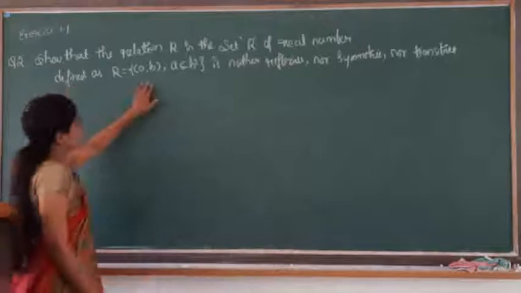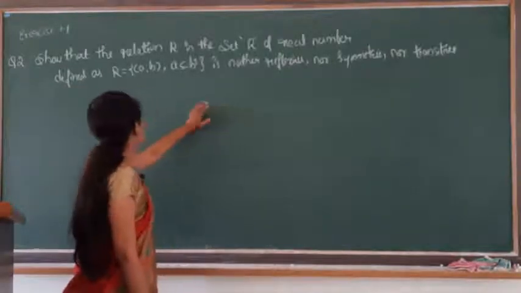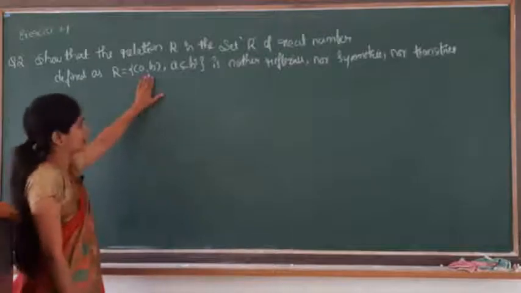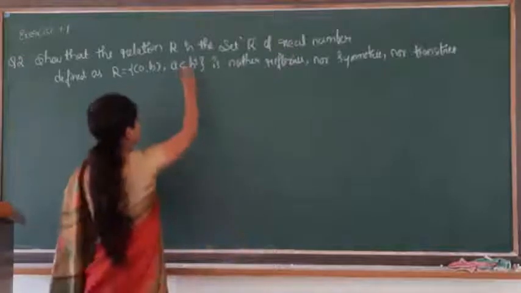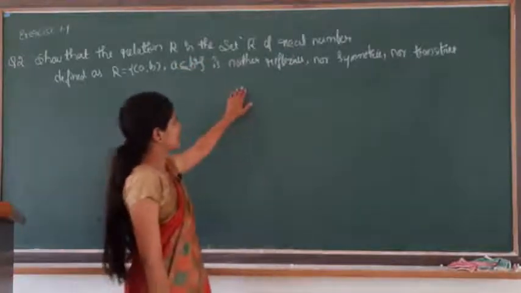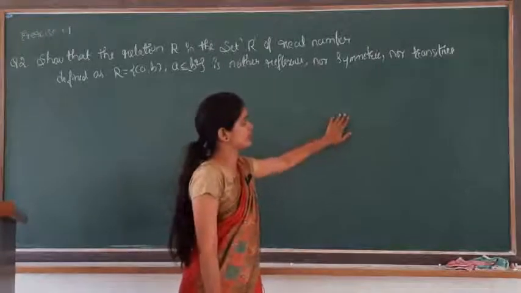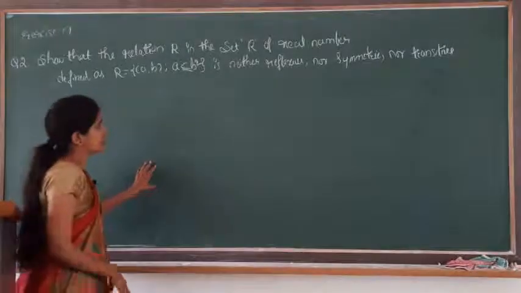Show that the relation R in the set R of real numbers, defined as R equals the ordered pairs (a, b) such that a is less than or equal to b square, is neither reflexive, nor symmetric, nor transitive. The given set is what?